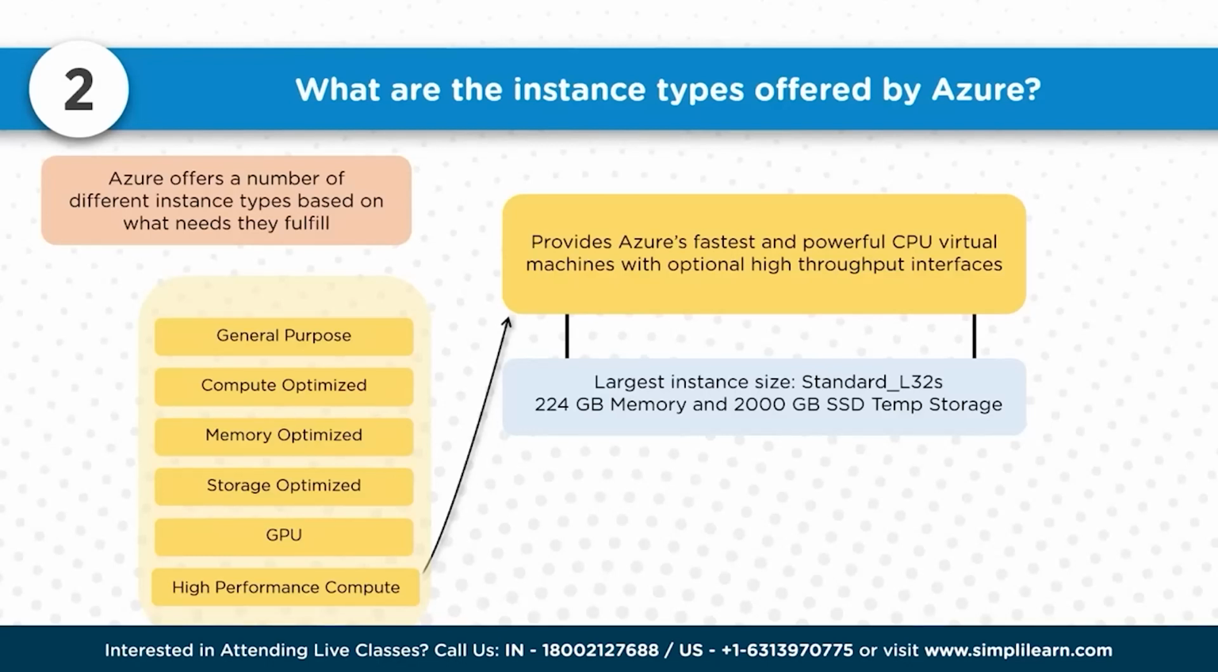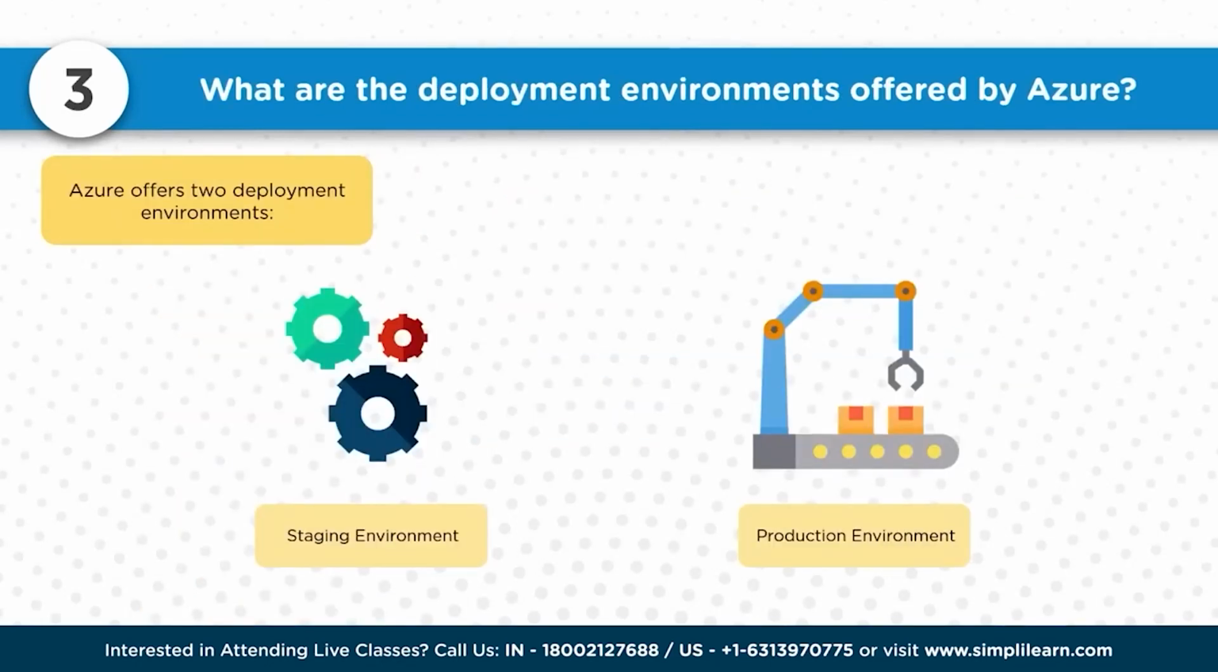And the largest instance size that's available is standard L32S, which comes with 224 gigabit of memory and 2000 gigabit of SSD temporary storage. And a third common question is, what are the deployment environments offered by Azure? There are two main deployment environments. One is the staging environment and the other one is the production environment.